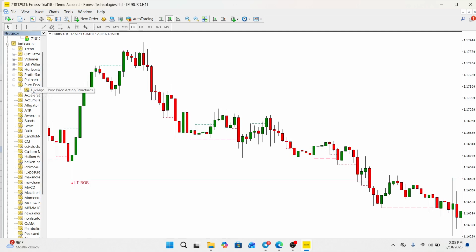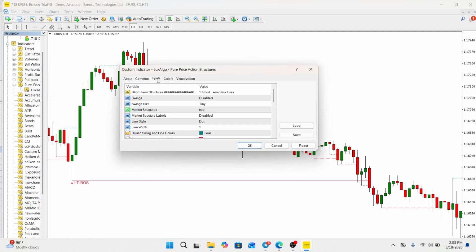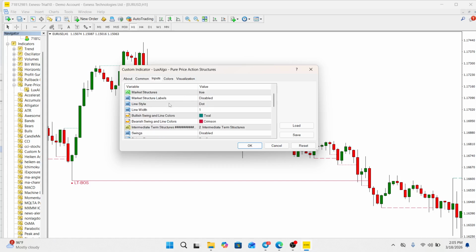As for the indicator settings, let's take a look at what we have. Structure sensitivity controls how significant a swing must be for the indicator to classify it as a structural high or low, effectively filtering out minor noise versus major turning points.